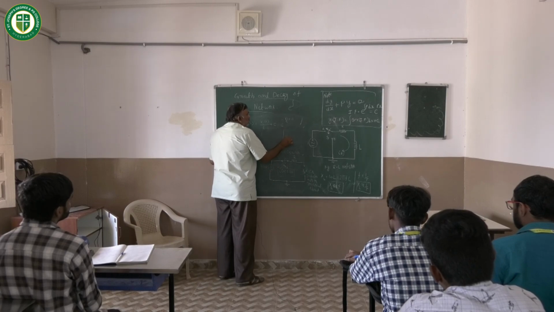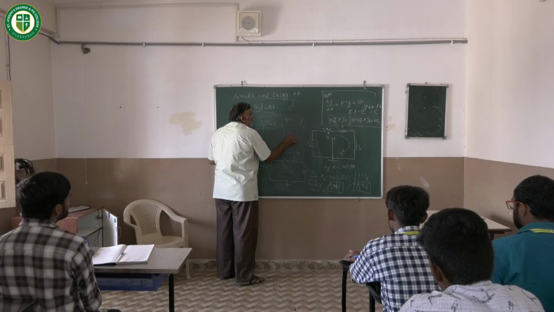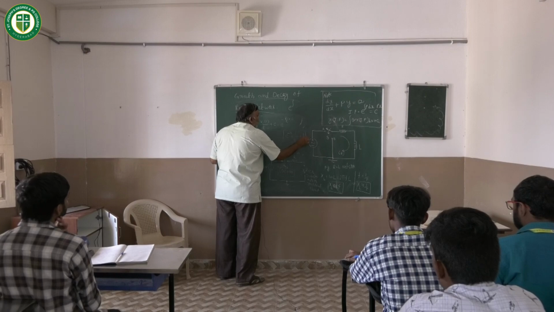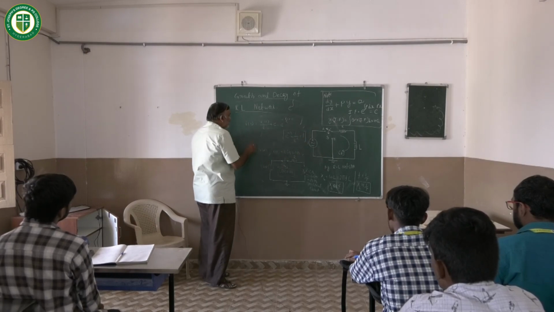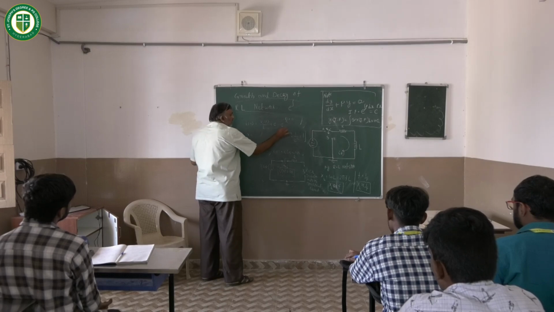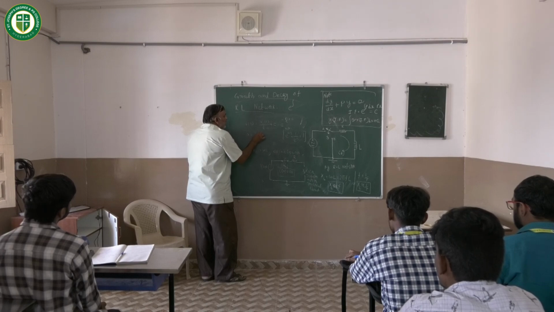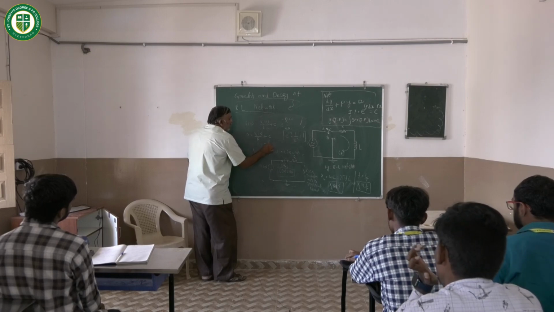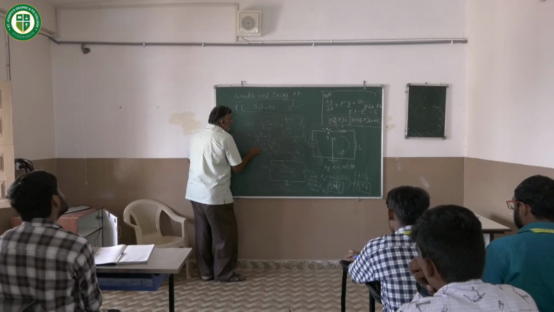Now, something into 0 is going to be 0. e power minus 0 is going to be 1 by e power 0. e power 0 is going to be 1, so it is going to be 1. So thus, i of 0 is going to be 0. So 0 is equal to Vi of 0 by R plus C. So C is equal to minus Vi of 0 by R.